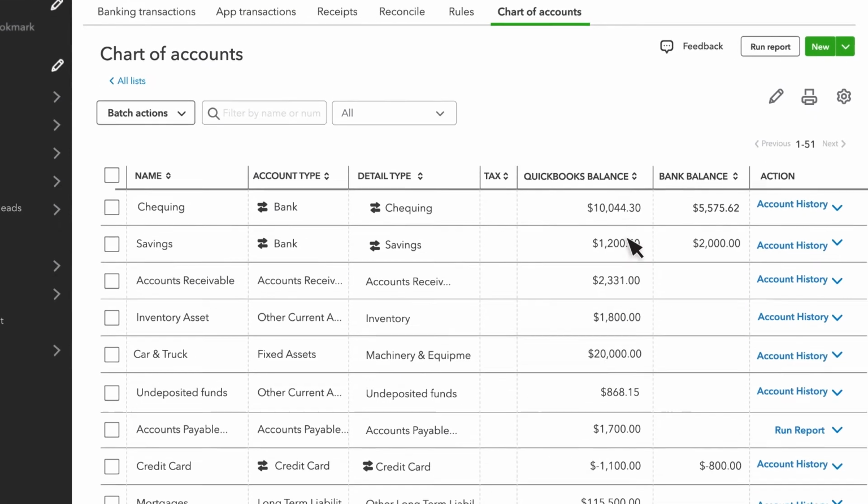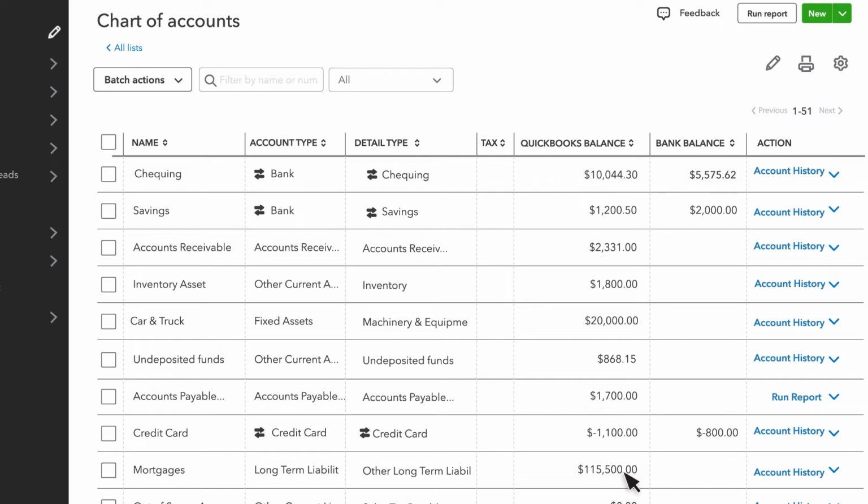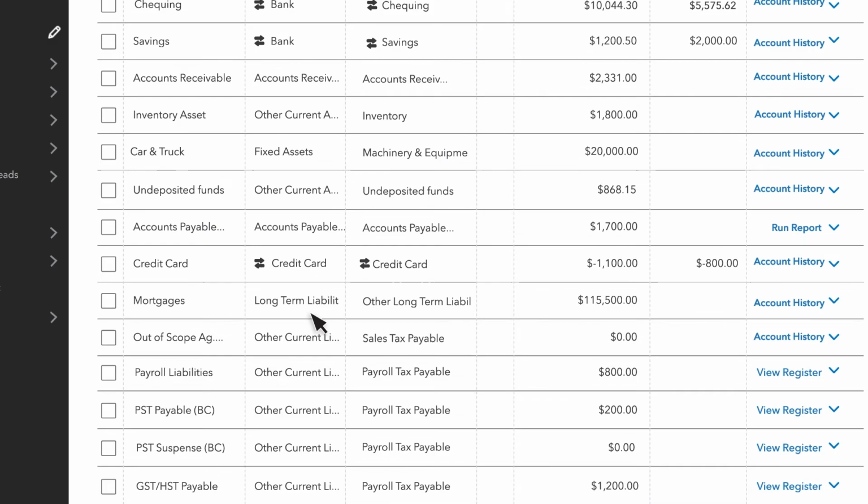Accounts at the top of the list show you how much you own or owe right now. They include accounts you're already familiar with, like bank accounts or credit cards. They have balances that tell you how much money you have in those accounts or how much you owe. Other accounts, like fixed assets, tell you the value of things you own, like a truck or a warehouse, and liabilities tell you how much you owe, like a mortgage.